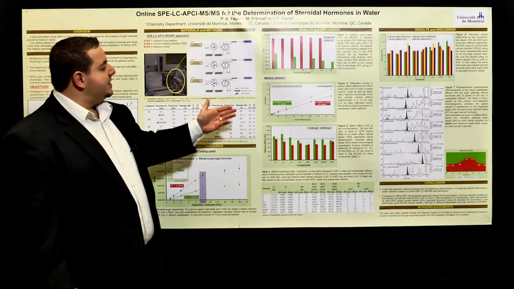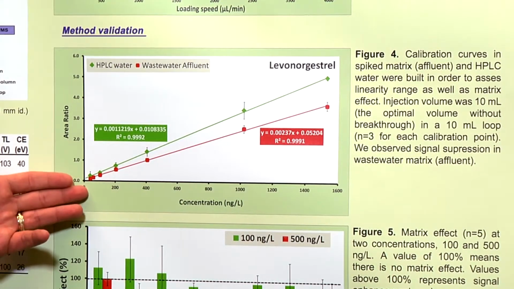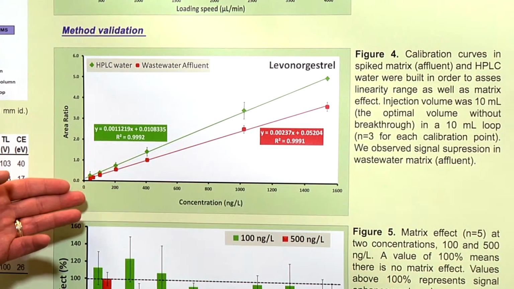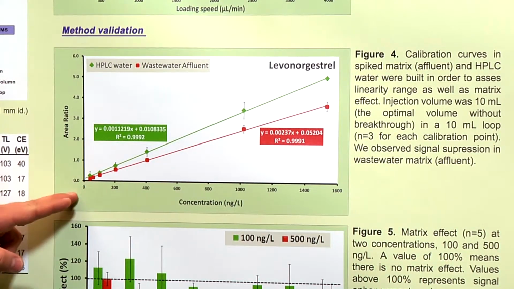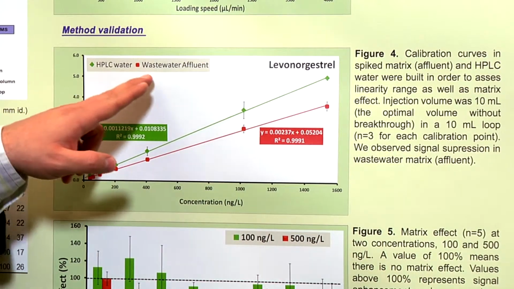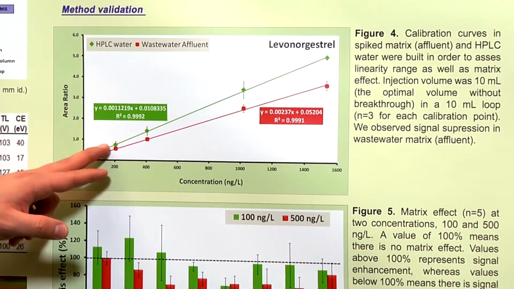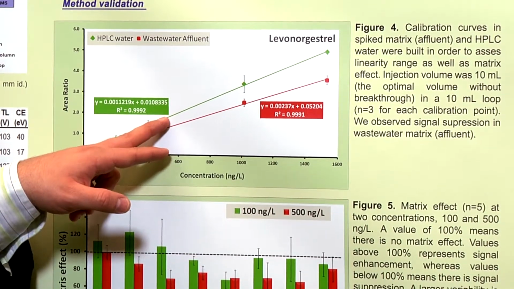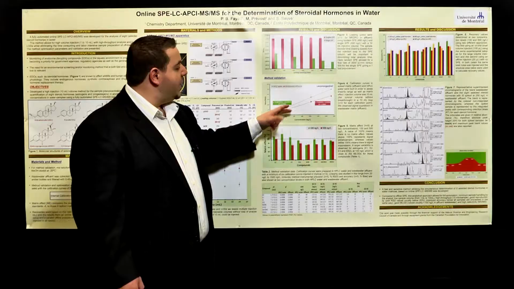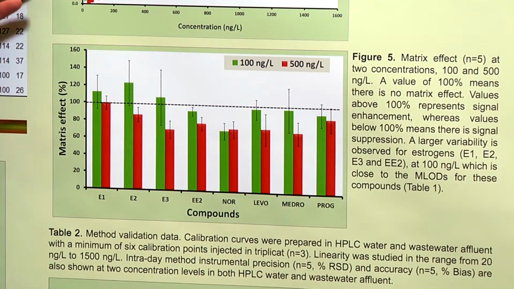What we did here is we also validate the different matrix effect by using calibration curves. By actually dividing the slopes here, we're able to see. So we're dividing slopes for hormones tested in HPLC water and also in wastewater effluent. So these 2 here, the red is in the wastewater, the green is in the cleaner water, actually in the HPLC water. And by dividing those slopes here, we have matrix effect. So here you have the summary of the matrix effect here.